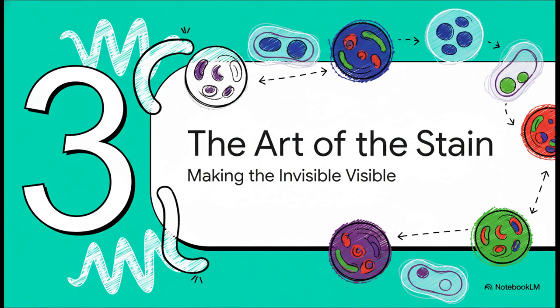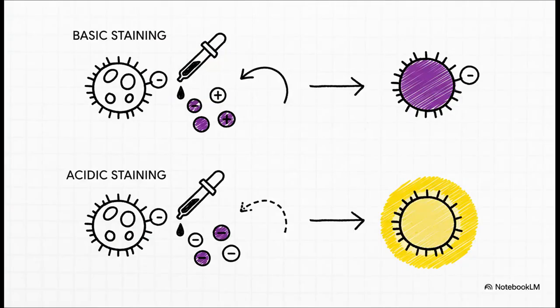This is where we get into the art and science of staining, which is a total cornerstone of microbiology that turns those transparent little ghosts into vibrant, visible cells. The chemistry behind this is surprisingly simple. First, you take a thin film of microbes, that's called a smear, and you stick it to the slide, usually with a little bit of heat. Then you add the dye, and here's the trick.